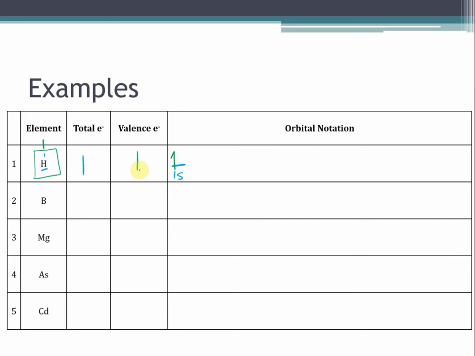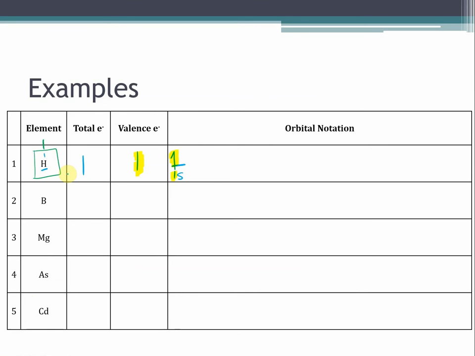You can also tell from the orbital diagram how many valence electrons are in an atom. You find the highest energy level, so in this case there's only one energy level, it's the first energy level. Any electron in that energy level is a valence electron. So this electron here is a valence electron. There's one of them. So hydrogen is our easiest example because it only has one electron, but it doesn't always make everything super clear. So let's look at another one.